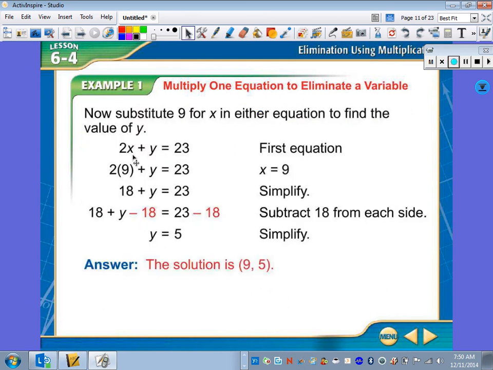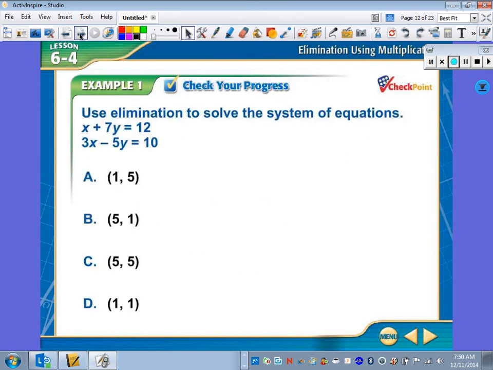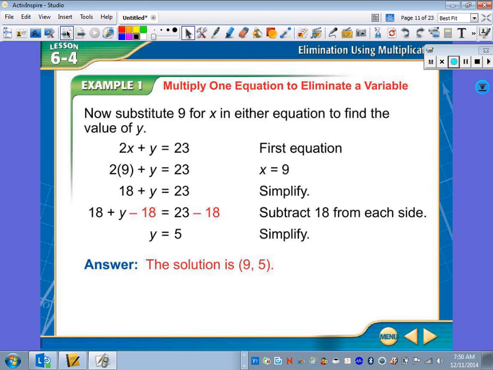Then you put x back into one of the equations. So you have 2 times x plus y equals 23, and you end up with y being 5. So the ordered pair is (9, 5). Now, they have a problem here, but before we do that, let's practice another one.